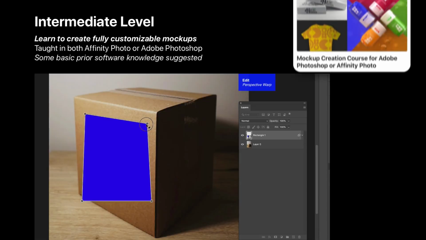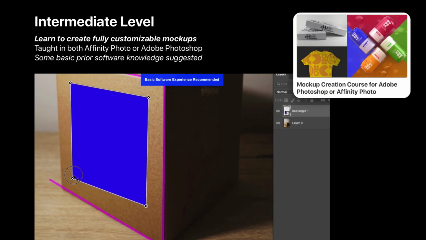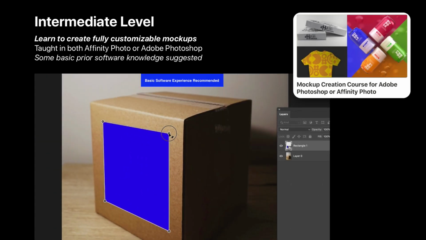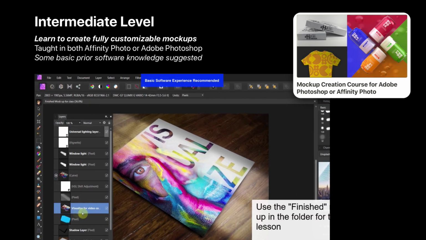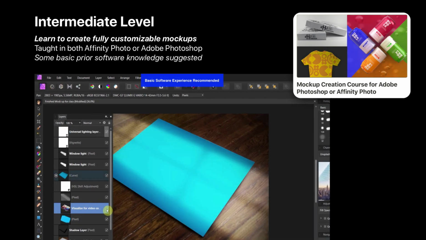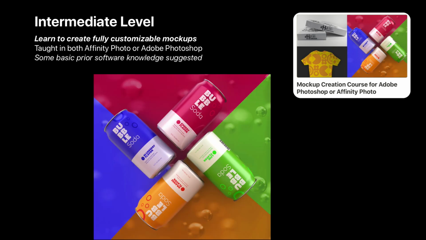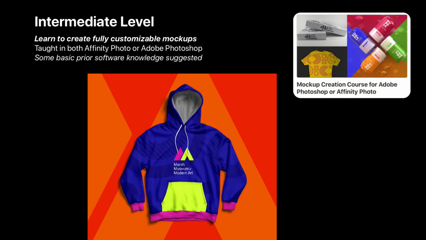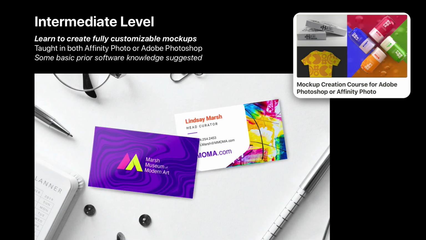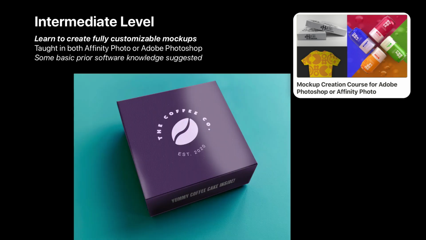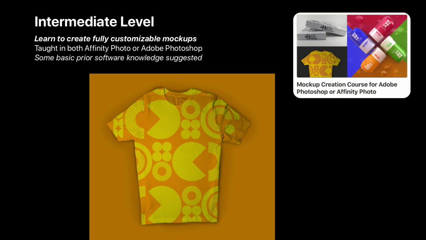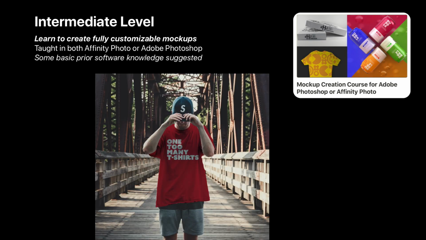Have you ever wanted to learn how to create your own customizable mockups? This course, taught in either Adobe Photoshop or Affinity Photo, depending on your software preference, walks through the basics of setting up your very own mockups, including product boxes, t-shirts, bottles, posters, and more. We even learn the basics of Adobe Dimensions to create a fully 3D product mockup and presentation. Some basic software knowledge is suggested before taking this course.